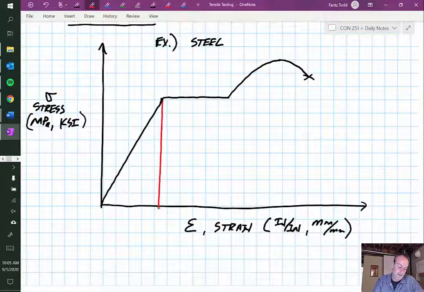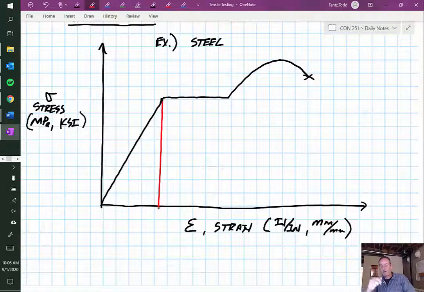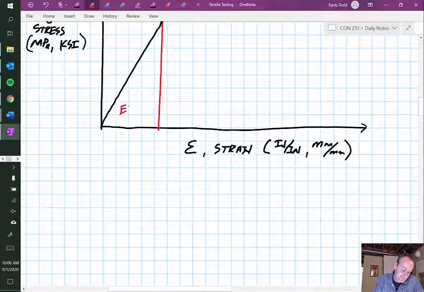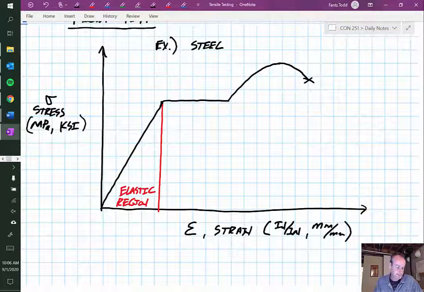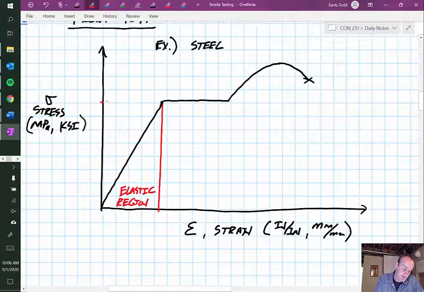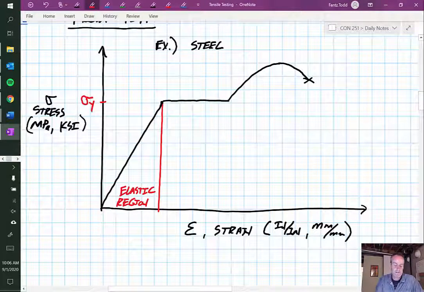But if we are down in this linear region, as load is applied and then released, we're always staying at the exact same shape. So we call this region the elastic region. And like I said, it's linear up until the point, and that point we're going to term sigma y. And I'll label these in just a second.